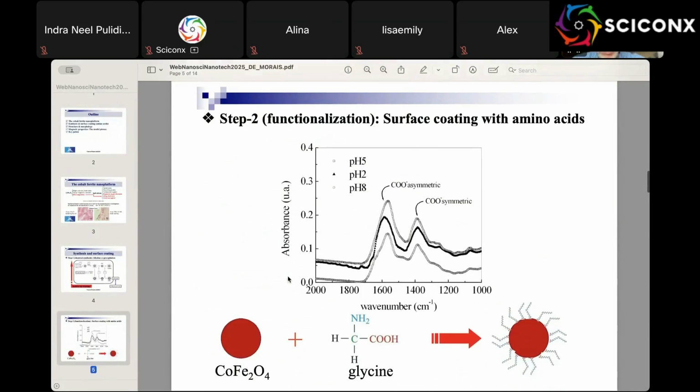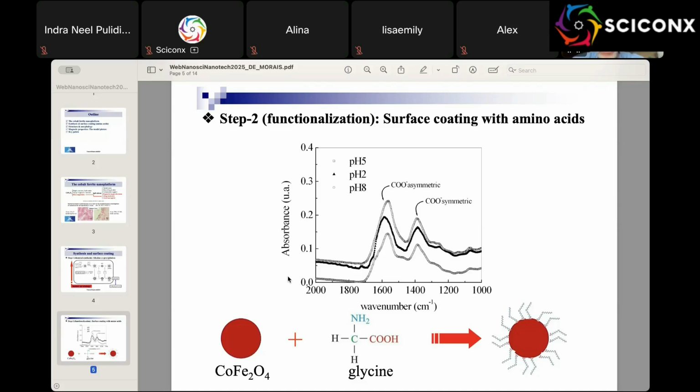Step number 2 is the surface functionalization using different molecules. In this case, we used a set of amino acids, and the smallest one was glycine. So you can see on the lower part of my slide, the cobalt ferrite nanoparticles plus glycine, and then you perform the surface coating of the native cobalt ferrite nanoparticles.